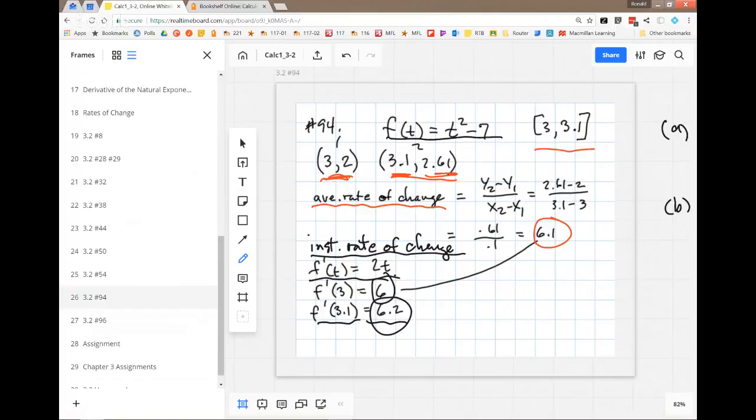Now, you may notice that the average of 6 and 6.2 is 6.1, which was the average rate of change. But don't expect that to always work. That will not always work where it's the average of the two, because a function between two endpoints can do some crazy things. But nevertheless, there's the first average rate of change problem.